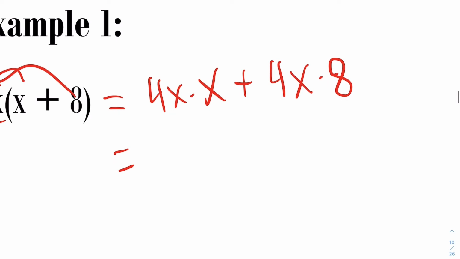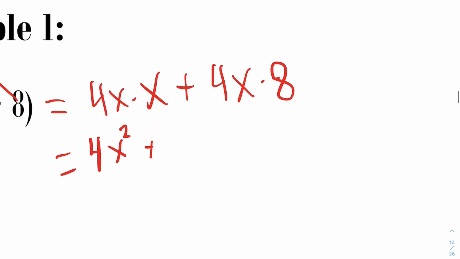In the first term, there's only one number, 4, so there's nothing for it to multiply. But then there's x times x. Their powers are going to add together to make x squared. In the second term, there is a 4 and there is an 8. Those two will multiply together, and x has nothing to multiply.